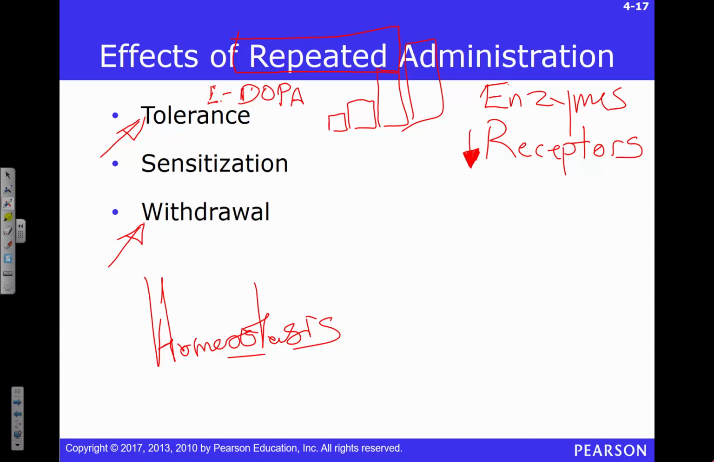So then what you have to do, you have to increase your dosage, right? You have to increase the dosage of whatever drug it is that you're taking so that you can overcome the fact that you're losing receptors. Does that make sense?